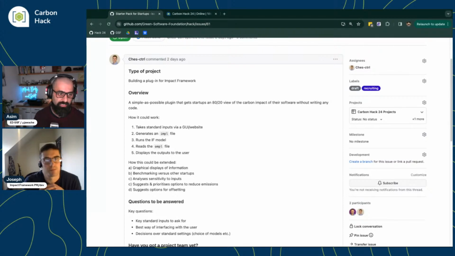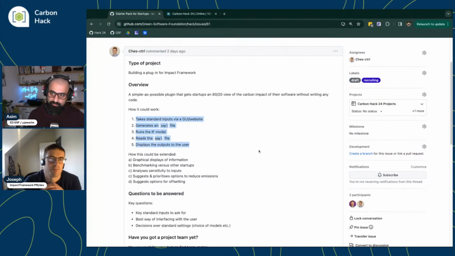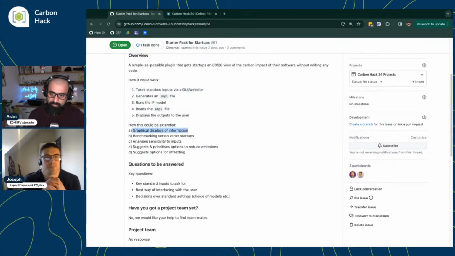I've seen these kinds of models before, when you see other carbon accounting and LCA tools, you basically have a questionnaire that you fill out, and then that goes into some sort of methodology which generates an input file. That's kind of interesting in a generic sense, actually. Runs the IF model. So that's not really a plugin, is it, actually, thinking about it? Graphical displays of information, benchmarking versus other startups, analysis, sensitivity. Oh, that's interesting. Suggests and prioritizes options to reduce emissions, suggests options for offsetting. Ooh, that could be a plugin if you wanted, at the end.